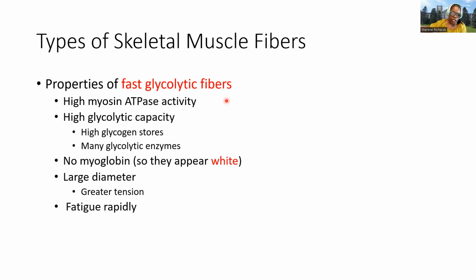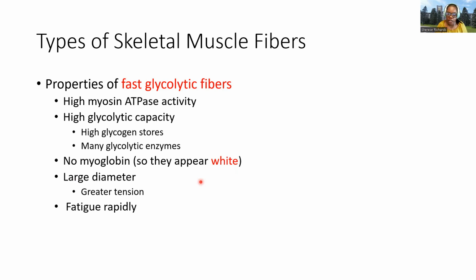Way on the other end of our spectrum, fast glycolytic. So these are your bodybuilder's type of muscle, right? The biceps of a bodybuilder, for example. High myosin ATPase activity, high glycolytic capacity. So the ability to store lots of glycogen, but also lots of the glycolytic enzymes to carry out glycolysis. They appear white because they have no myoglobin. So they don't have to store ATP. They don't have to have lots of mitochondria, and so they don't have myoglobin. They also have a large diameter because they don't need that diffusion barrier.